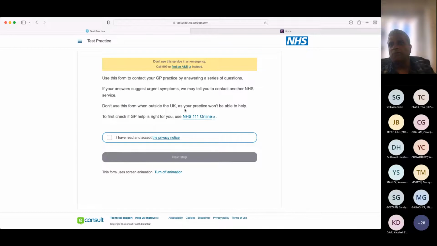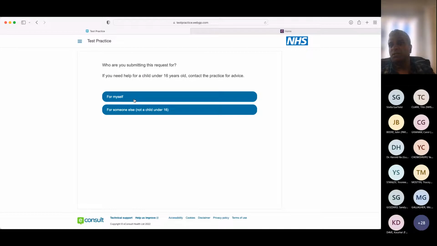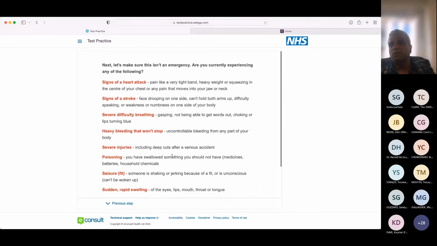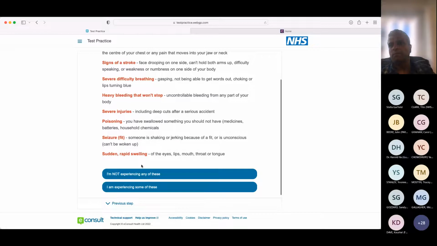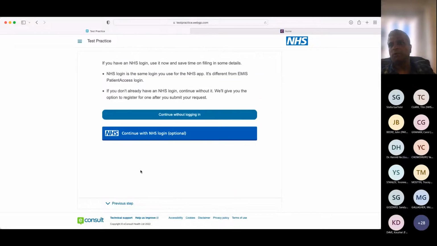I'm going to confirm that I've read the privacy policy. As a patient, I'd move on. Confirm this consultation is for myself. Confirm that I haven't got any of these urgent symptoms. And if the patient declares they're suffering from any of these, we'd stop the consultation immediately and signpost them to 999 or A&E. I'm going to say I'm not suffering from those.